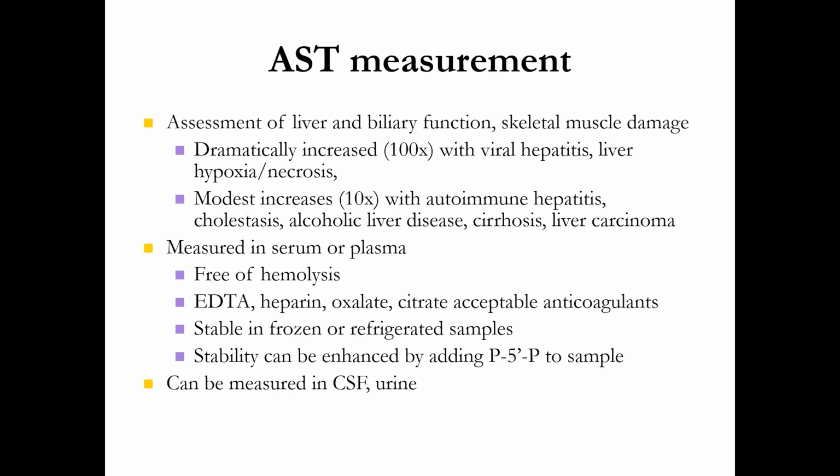AST is measured in the assessment of liver and biliary function, and also skeletal muscle damage. It's dramatically increased with viral hepatitis, liver hypoxia, or necrosis, and there are modest increases with autoimmune hepatitis, cholestasis, alcoholic liver disease, cirrhosis, and liver carcinoma. It's measured in serum or plasma that's free of hemolysis. EDTA, heparin, oxalate, and citrate are acceptable anticoagulants. It's stable in frozen or refrigerated samples, and stability can be enhanced by adding P5P to the sample. It can also be measured in CSF and urine.